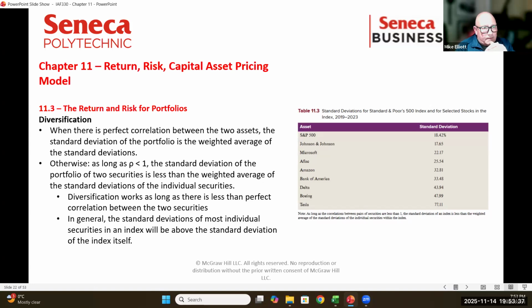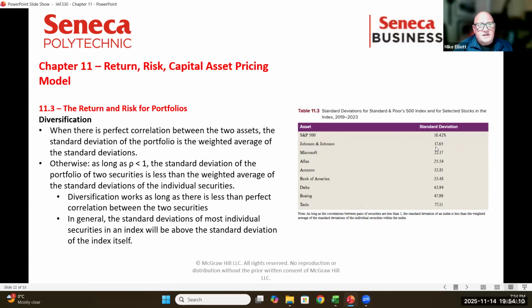The standard deviation of individual securities is going to be higher than the standard deviation of the index itself. Let's have a look. The standard deviation for the S&P 500 is 18.42% from 2019 to 2023. So that's a what, 4-year period, or let's say a 5-year period. Components of that. In the S&P 500, there are 500 stocks. We're just going to take a sample here.